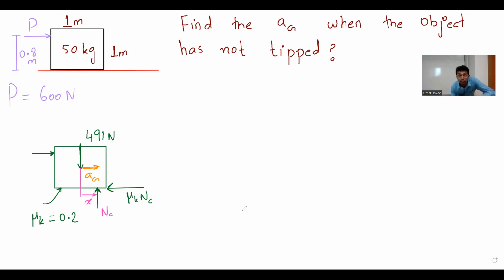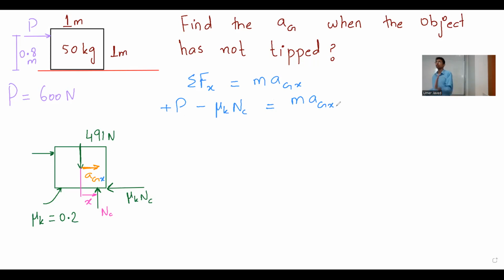Okay, so the first thing I will do, in order to solve this problem, is the summation of forces in the X direction is equal to m a_g x, right? You can put a little x here. Then the next thing is plus P, then you will have minus mu_k N_C is equal to m a_g, right? Students who don't like the x can remove it. It's in the X direction anyways. It's not flying in the Y anyways. So m a_g or m a_gx, whatever you like.